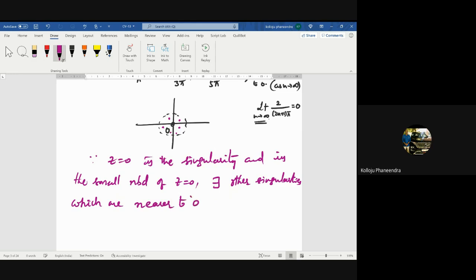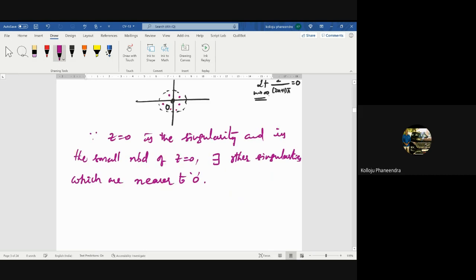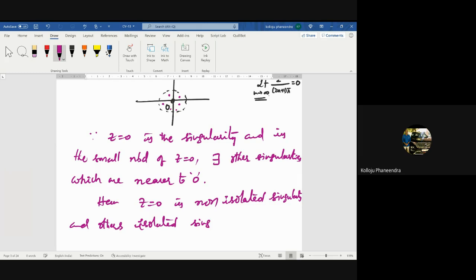Why I am mentioning this nearer to 0 is because of this. Before this 0, what is the next one? 0.0000 something, very nearer to 0. Hence, z equal to 0 is a non-isolated singularity. Done? Okay. And others are what? Others are isolated singularities.